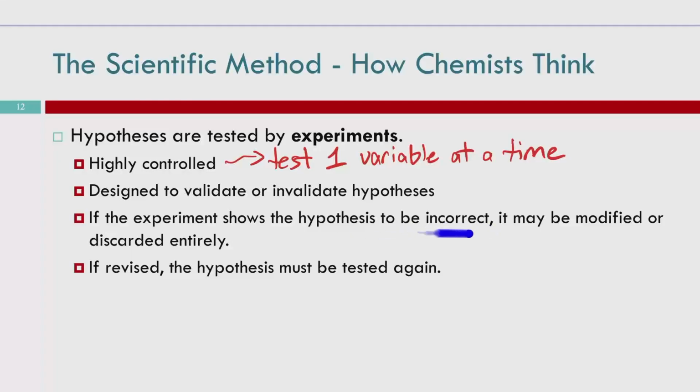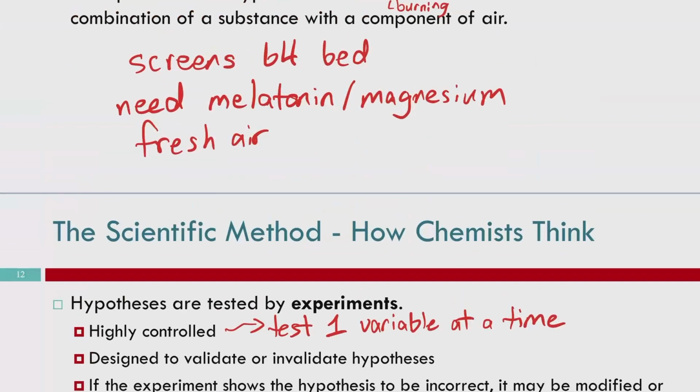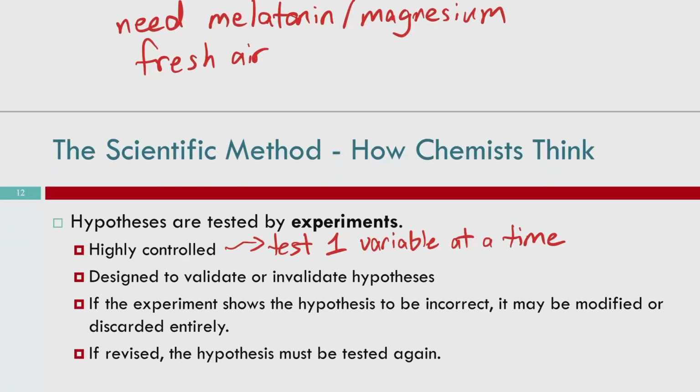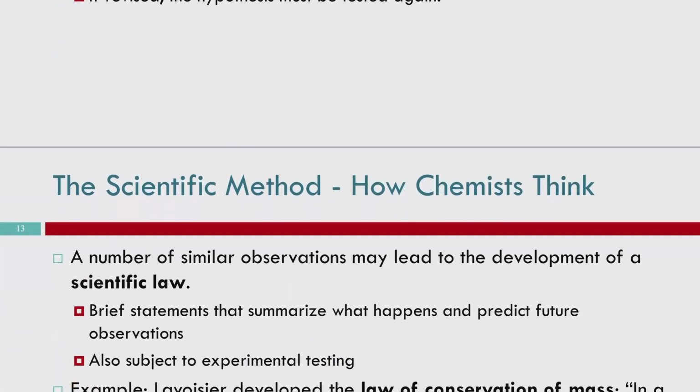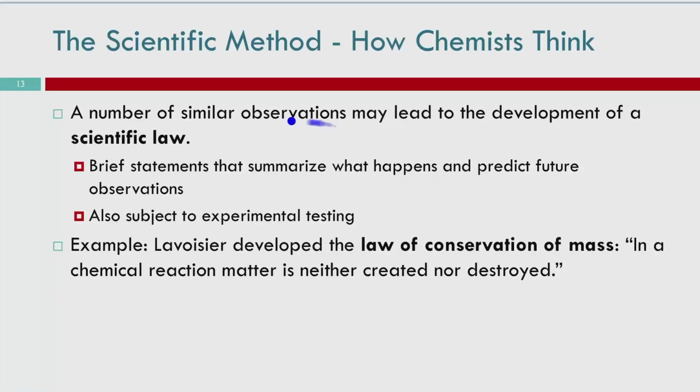If you show that your hypothesis, your guess, is incorrect, you can modify it, or you can throw it out entirely. So I might say, no, I don't think it's the melatonin, I don't think it's the magnesium, maybe it's the fresh air. Maybe I need to lock in before bed, put the screens away. If we get a bunch of observations, a bunch of experiments that all say the same thing, that may lead to the development of a scientific law. A scientific law summarizes what happens. It can also predict future observations. So an example might be, if I turn my phone off, I sleep better.